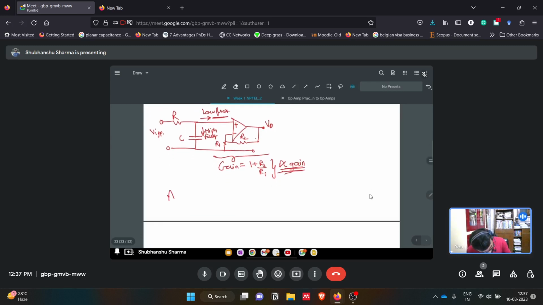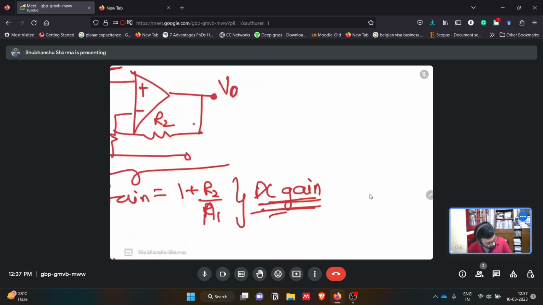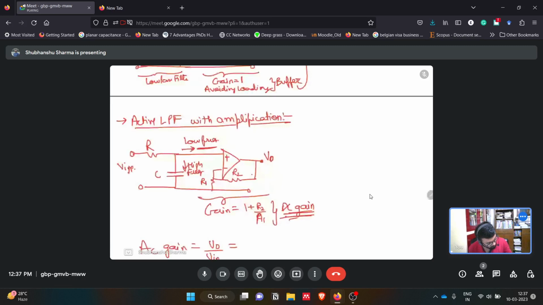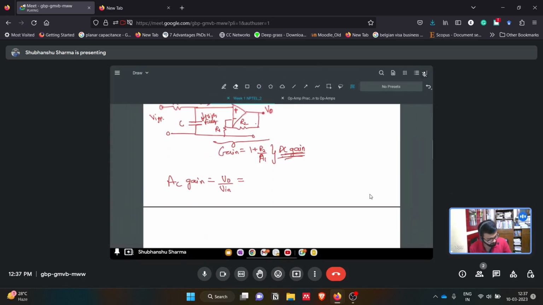So the overall gain, the AC gain of this amplifier, V naught by V input, is given by A divided by the square root of 1 plus (F by FC) squared. So this A is the DC gain which we talked about, and this F is the frequency for which we are calculating the gain, and FC is the cutoff frequency.